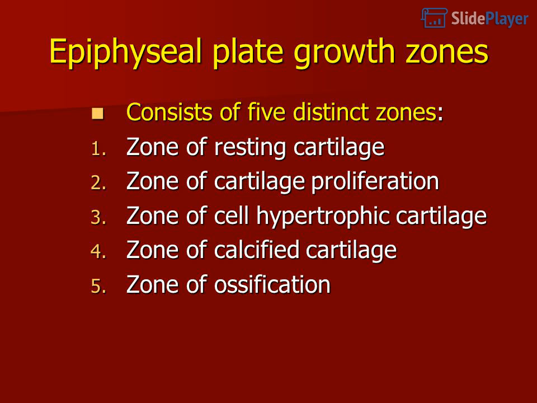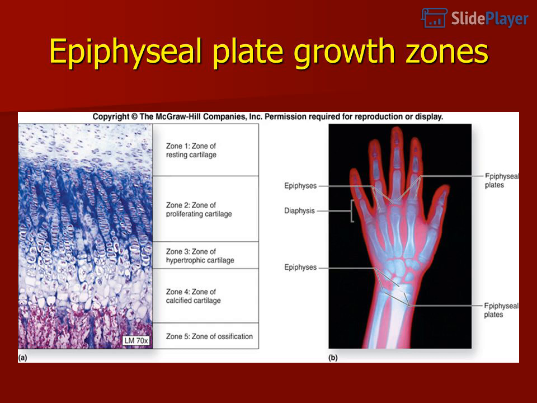Epiphyseal plate growth zones. The plate consists of 5 distinct zones: zone of resting cartilage, zone of cartilage proliferation, zone of hypertrophic cartilage, zone of calcified cartilage, and zone of ossification.